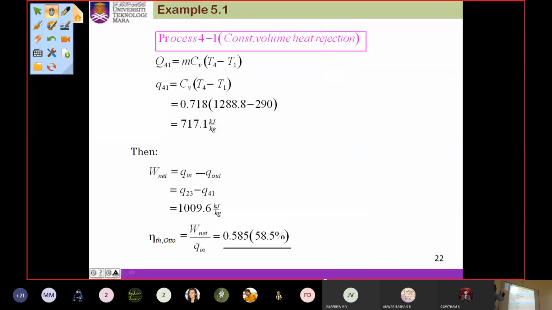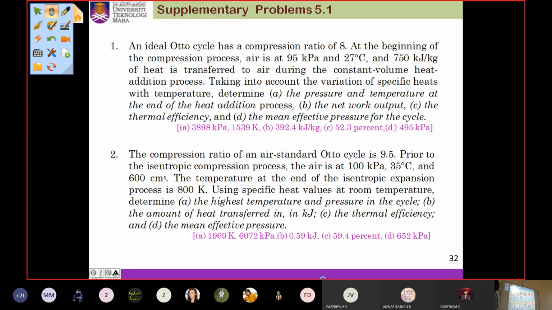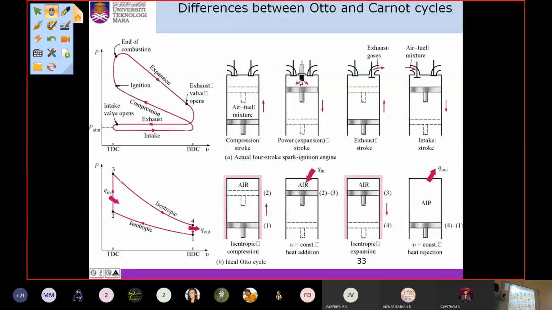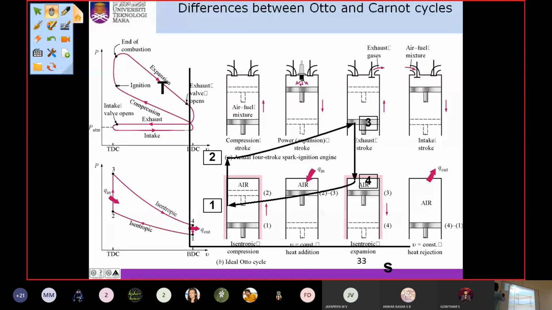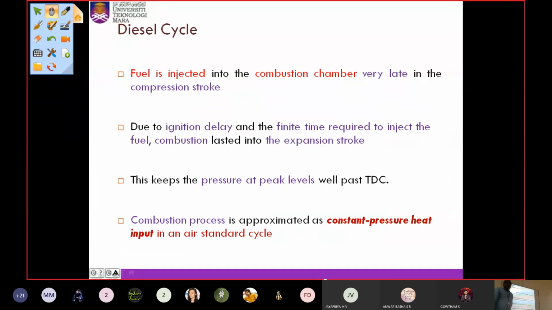Right. The Otto cycle has two isentropic processes, then two constant volume processes. Then we look at the diesel cycle, right? So you know very well the Otto cycle has two isentropic processes and two constant volume processes, but in the case of the diesel cycle, we have to replace a constant volume process with a constant pressure process.